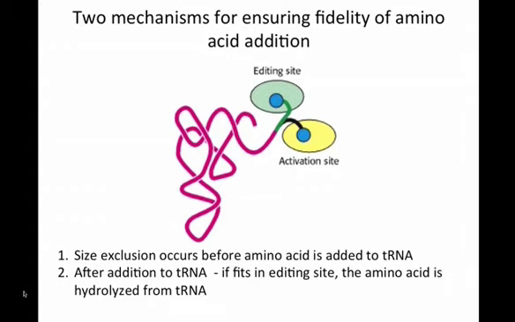Okay, so there's two mechanisms for ensuring fidelity of amino acid addition. One is size exclusion, so the incorrect one won't even fit. And the other one is after addition, it can actually be removed through this editing site. And it all has to do with whether or not the appropriate amino acid is fitting into the aminoacylation site or not.